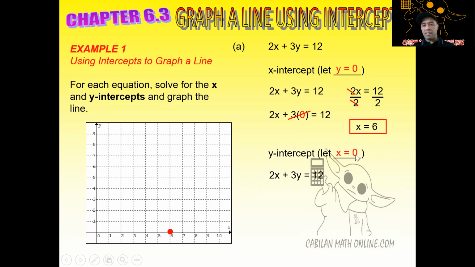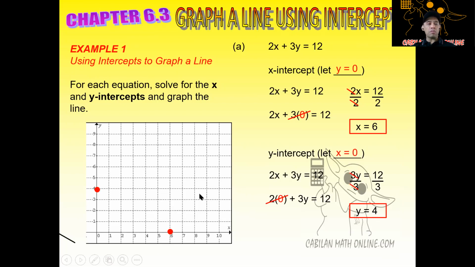Again, the steps are exactly the same. All I'm going to do for this one is take the 0, but this time replace it in for the x. Then 2 times 0 is going to give me 0, so we only have the 3y and the 12 remaining. In our final step, we need to divide both sides by the coefficient, which in this case is 3. And now we have our y-intercept for this particular question to be 4. All right, and that wraps up that example.